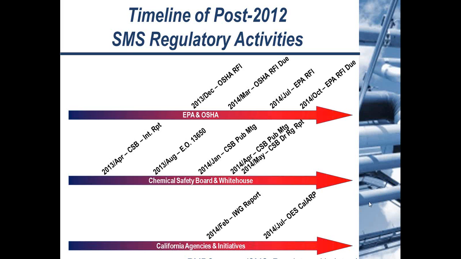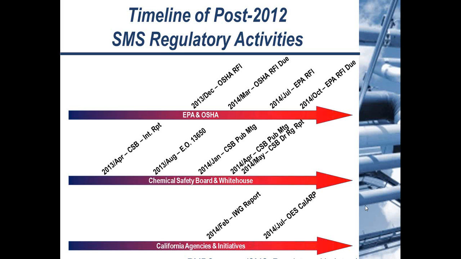Also, the CSB's initial recommendations from 2013, although sometimes they looked rather ominous, there are simple ways of addressing them, and that's some of the tips that we've been sharing in our webinar series, and we'll go over a few of them today. As I mentioned, in August 2013, there was Executive Order 13650. There have been some public meetings that the CSB has done, and they also issued, I believe on May 1st of 2014, a draft regulatory report. That's the second timeline on the right-hand side.